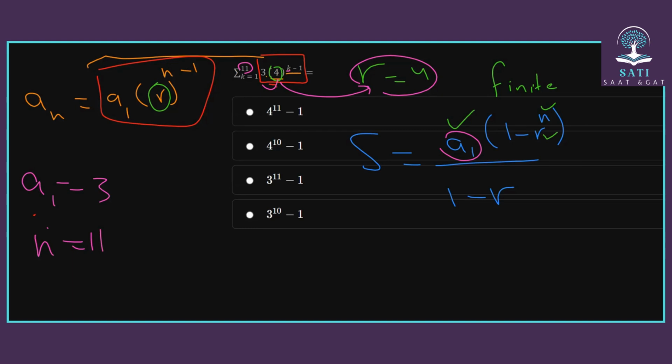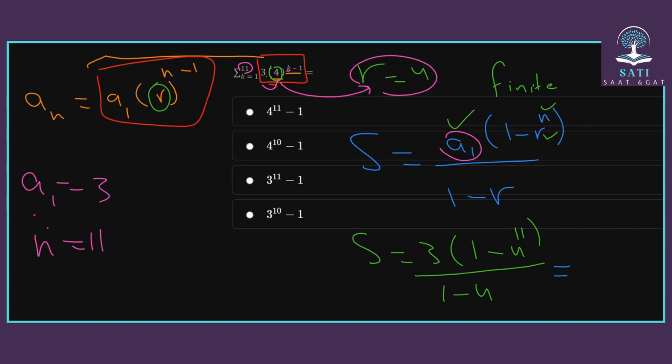Now I have been given the first term, the n and the ratio. So you just substitute here. So S equals the first term, which is 3, times 1 minus r, which is the ratio, that is 4, power n, which is 11, over 1 minus the ratio. What is the ratio? As we said, it's 4. Now it's just a matter of math.